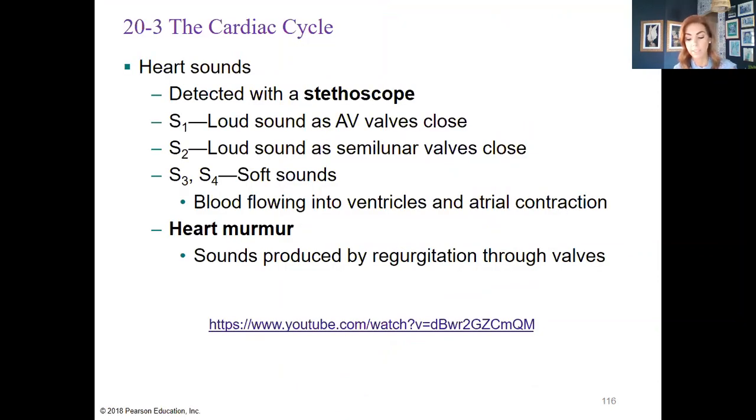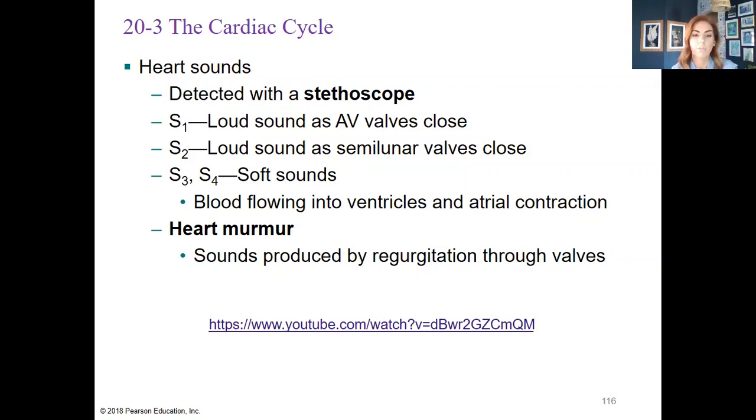Now, if we were to listen to the heart with the stethoscope, what we can hear are some heart sounds. So S1 is the sound that is going to be made whenever our AV valves close. So put your fingers on your AV valves. S1 is the sound whenever this guy closes, okay? If we're talking about S2, that's going to be our semilunar valves closing. So S1 and S2 are going to make those very typical lub-dub sounds.